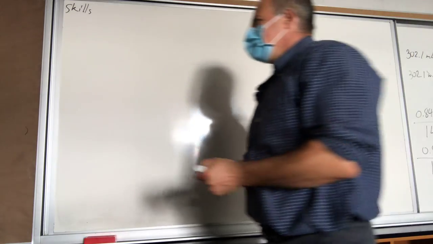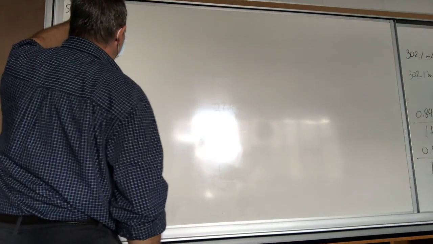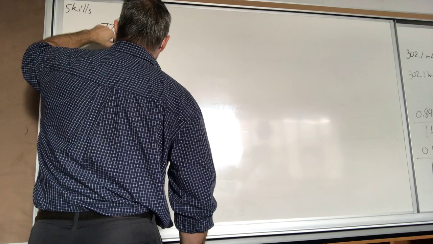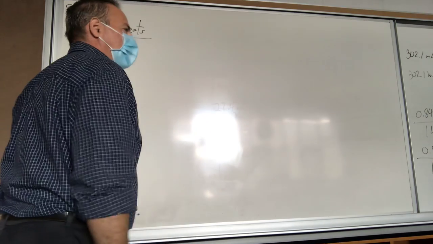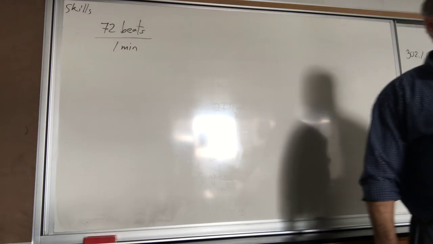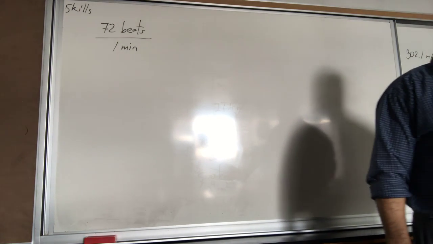But let's pretend your heart beats 72 beats a minute. Okay? And let's also pretend that you live to be 100 years old. And by the way, that's a pretty good age to reach.